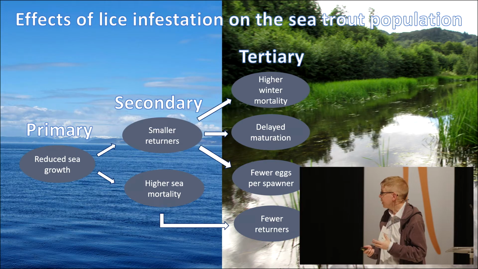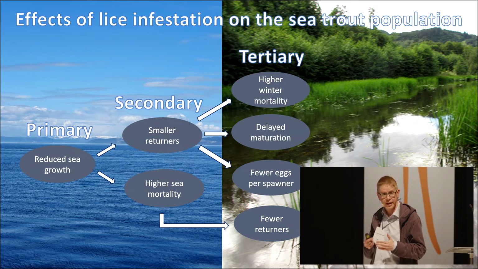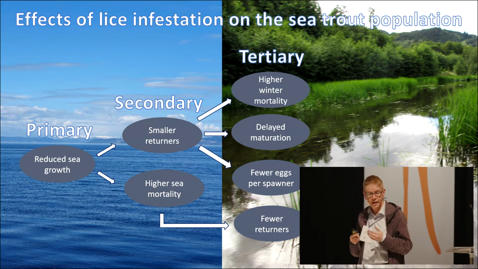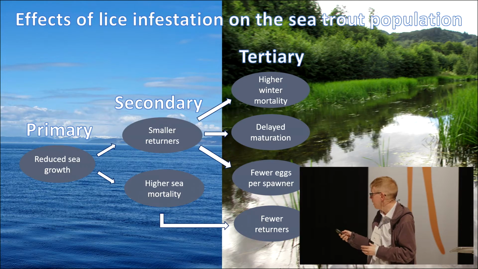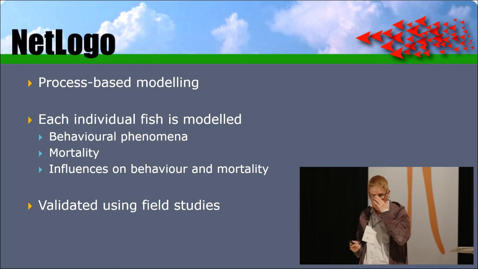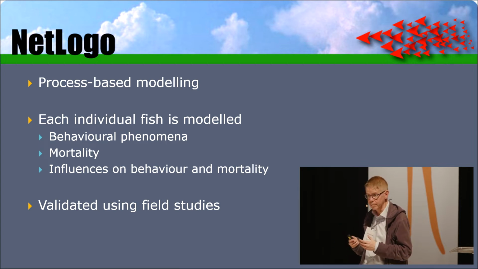So if you have even a simple effect of sea lice infestation, such as reduced growth at sea, you can have a whole series of secondary and tertiary effects that can operate over a range of timescales, and the actual modeling of these can be difficult. All of these will affect egg production, but exactly how they affect egg production and population viability is difficult to model. So we've decided to go down a mechanistic modeling approach using NetLogo, an individual-based modeling package.